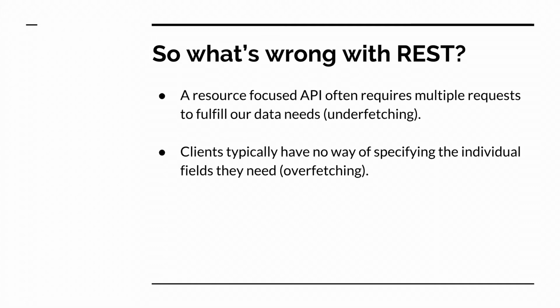REST is really about being resource focused. Which is great, but it means that you probably have to do multiple requests to get all of the data that you need. In a true REST API, your resource, for things that it's related to, is really just pointing at another endpoint to go fetch that data. We call that underfetching, where we have to do multiple network requests just to get the data that we need.